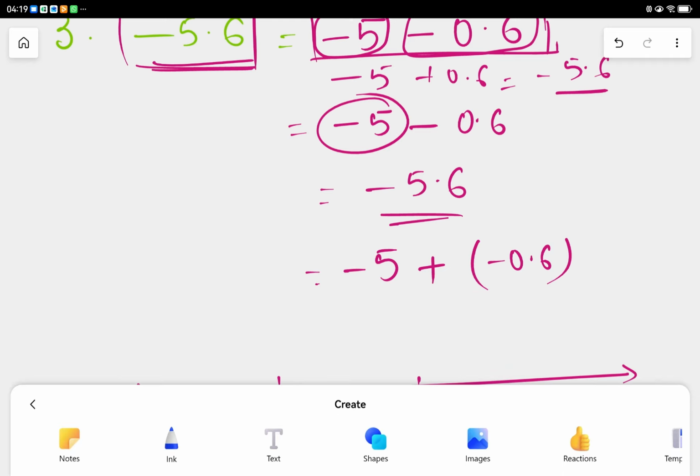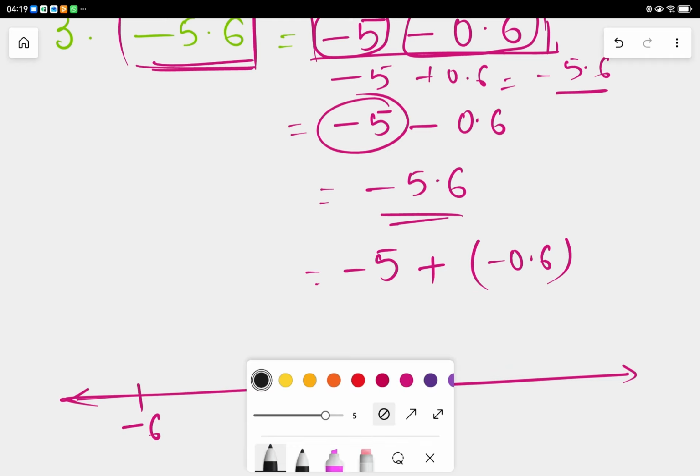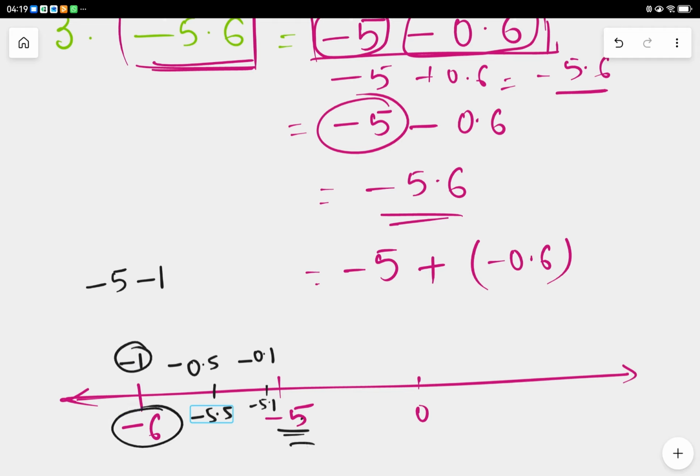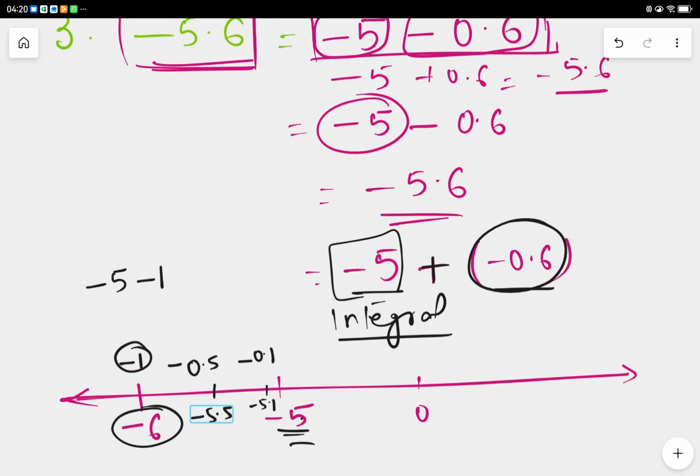What I am trying to show you is this. Somewhere here, we are adding a minus 0.1, so it becomes minus 5.1. We are again adding minus 0.5 to minus 5, this becomes minus 5.5, and when we add a complete minus 1 to the number, it becomes minus 6. Hence you can write minus 5, which is the integral part of this number, and we are adding minus 0.6 again to the minus 5, that becomes minus 5.6.